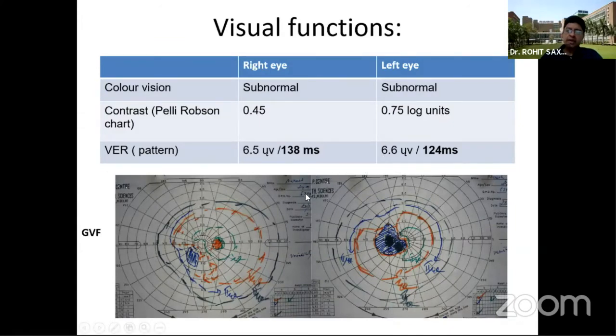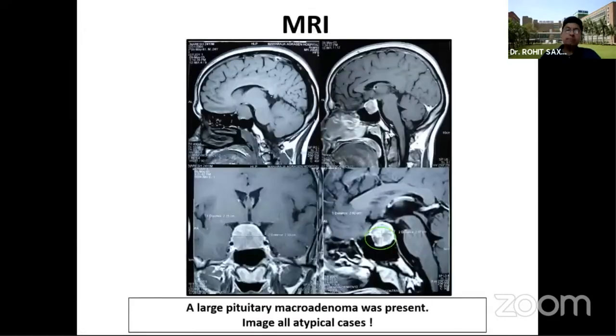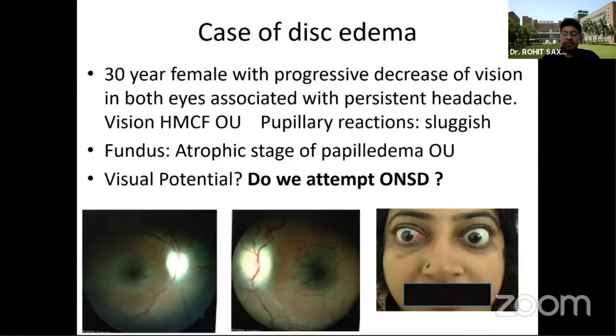We are showing a delayed pattern, but a field that is equivocal. So would you image? You could say it's a bilateral retrobulbar optic neuritis. You would image because it's atypical, it's bilateral. Already there is disc pallor, and the vision loss was for more than 3 weeks. So, atypical image: the patient actually had a pituitary macroadenoma, and that's why imaging becomes important in almost all cases.